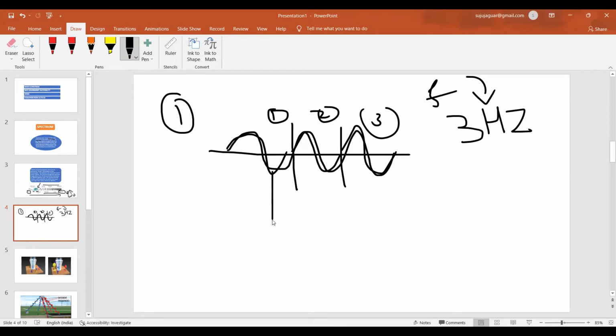So what is the wavelength? Wavelength is nothing but the distance between two adjacent points. If I just consider this point and the adjacent point to this point is this point, the distance between them is nothing but wavelength, which is measured in meters.